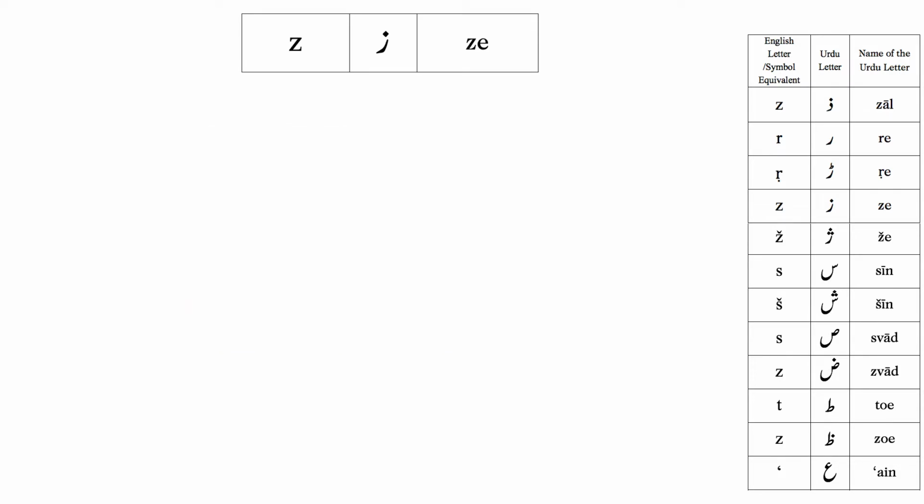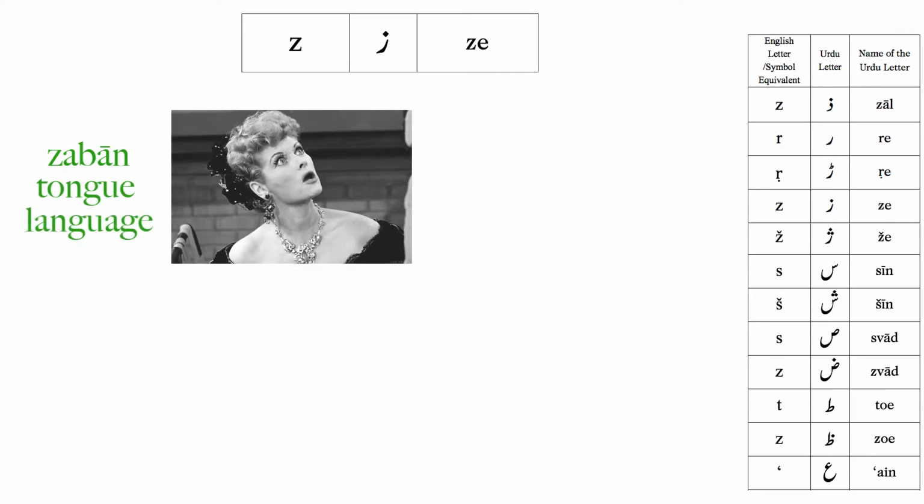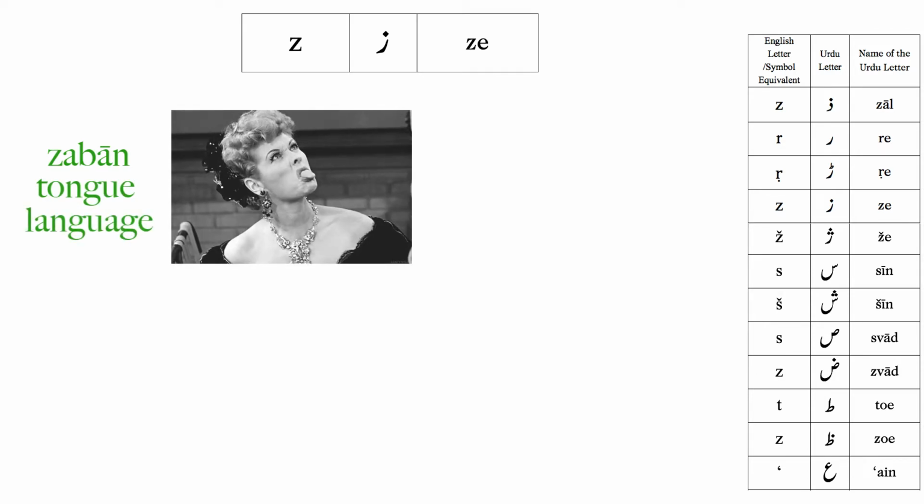With ze begins the word zaban. Zaban. And it means tongue or language. Next, we've got zindagi. Zindagi means life. And finally, we've got zabardast. Zabardast. Zabardast means fantastic or great.